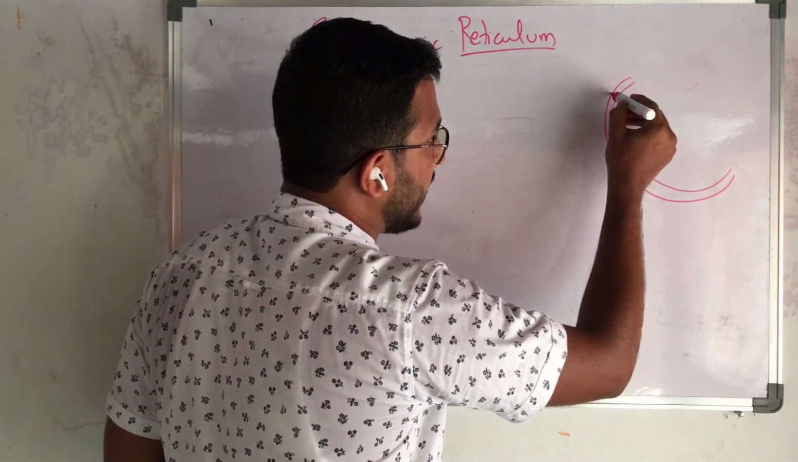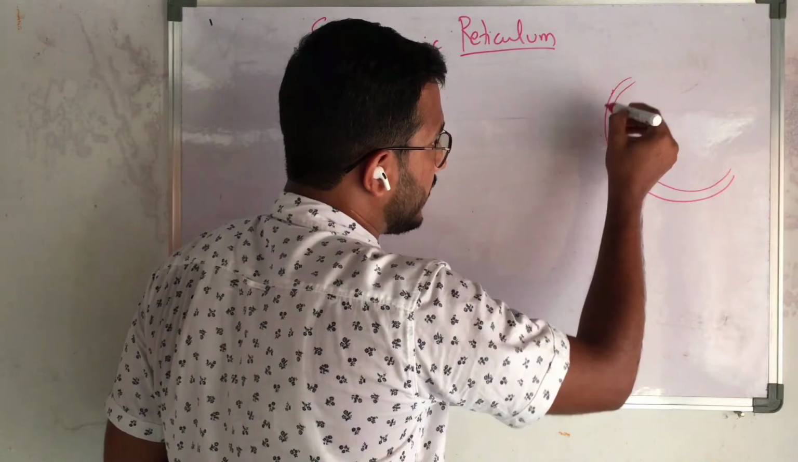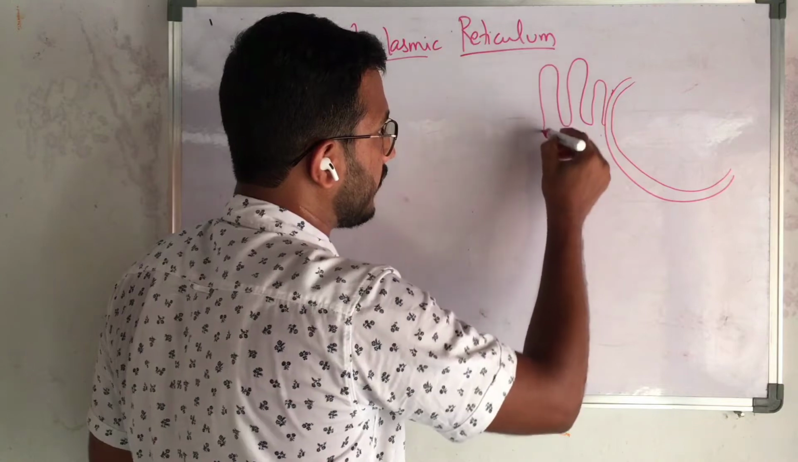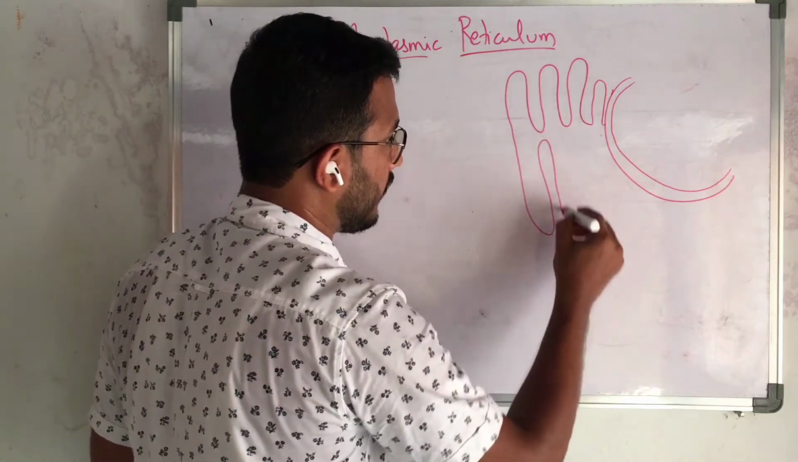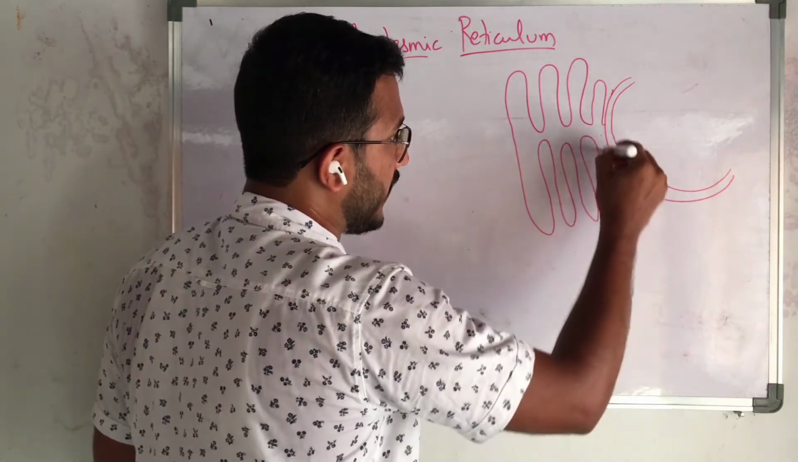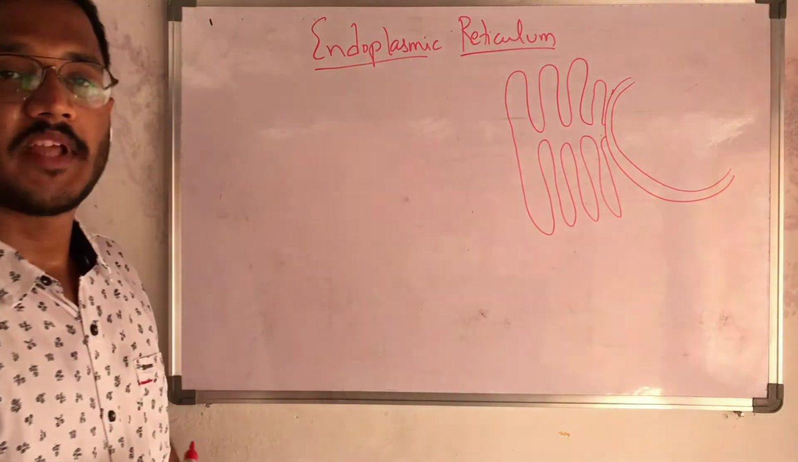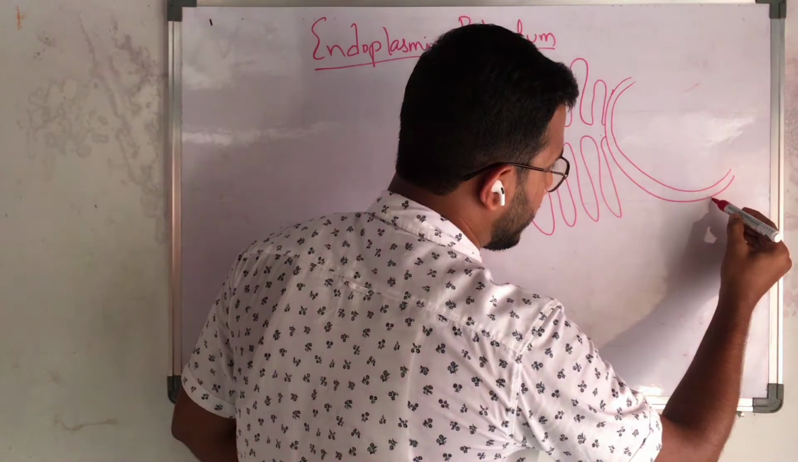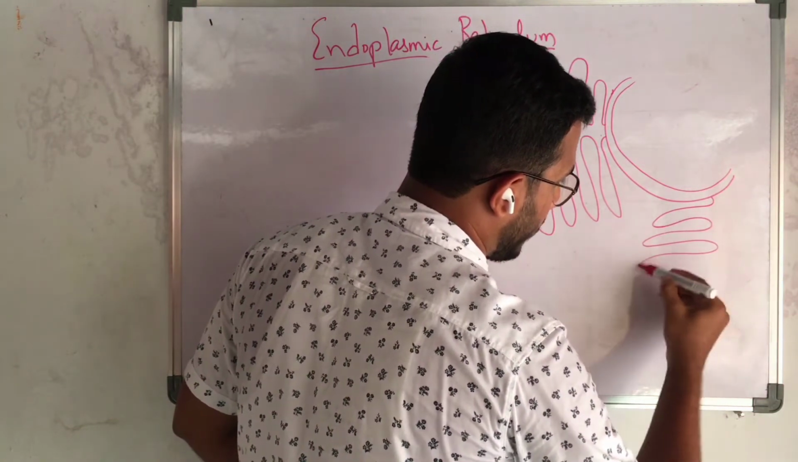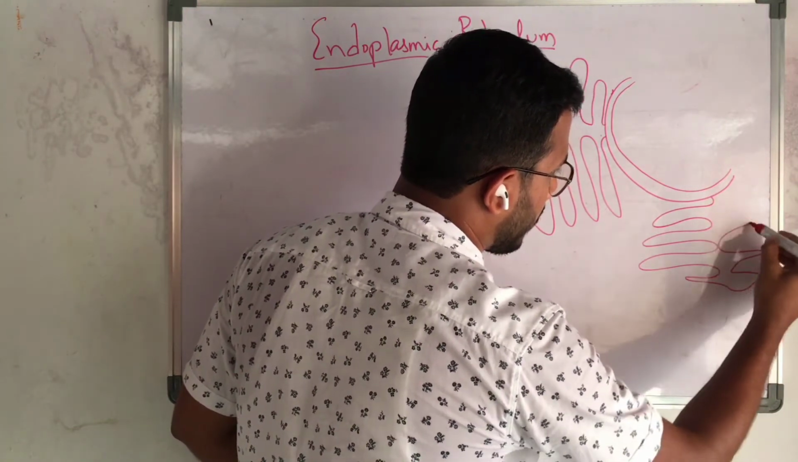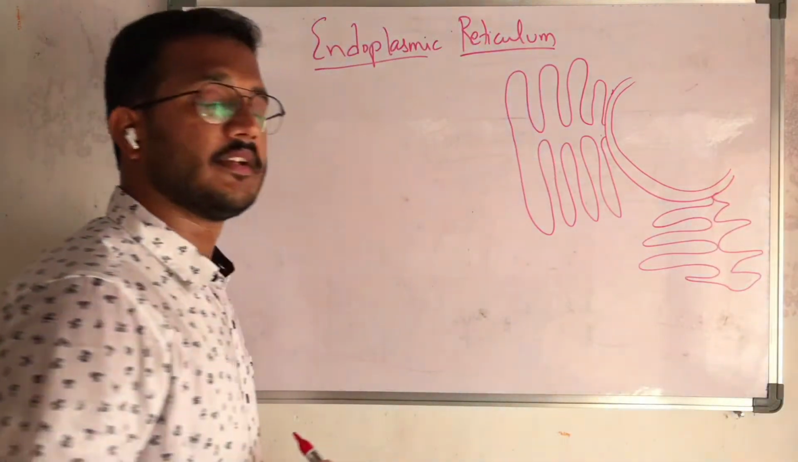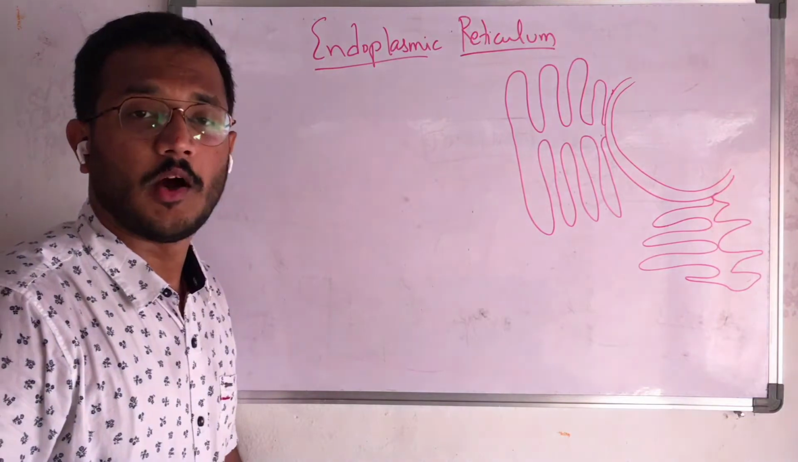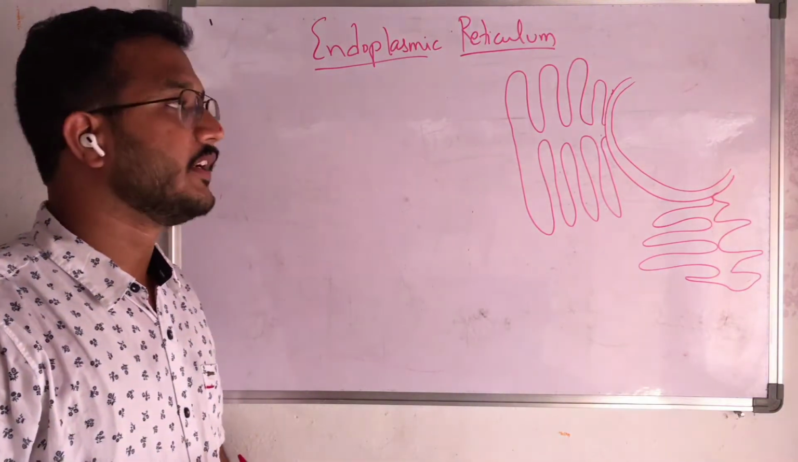For example, this is the outer membrane of the nucleus. It will come like this. The tubular structures are the extension of the outer membrane. For example, here also we can see one more endoplasmic reticulum like this. Okay, these are the tubular structures, extensions of the outer membrane of the nucleus.